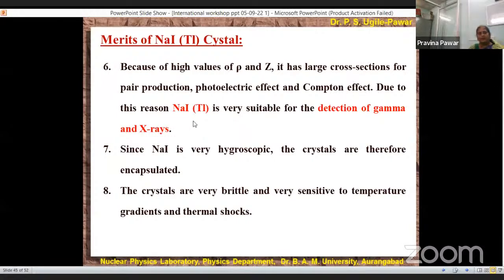Due to this reason, NaI(Tl) is very suitable for the detection of gamma and X-rays. For research purposes, generally the NaI(Tl) crystal detector, sodium iodide doped with thallium, is used. For more accuracy, we can also use the silicon lithium detector or HPGe photon detector. Since NaI is very hygroscopic, the crystals are therefore encapsulated. The crystals are very brittle and very sensitive to temperature gradients and thermal shocks.